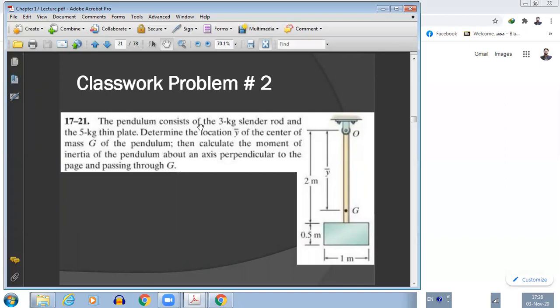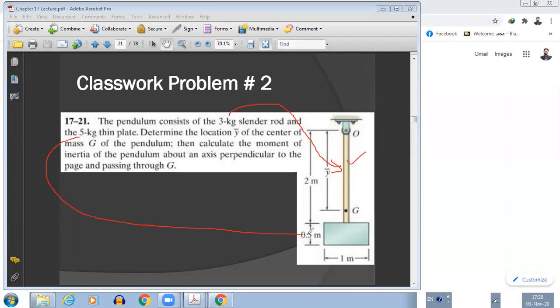This pendulum consists of a 3 kg slender rod. So this is the 3 kg rod. And a 5 kg thin plate. So you have a thin plate here, and this is 5 kg. Determine the location y bar of the center of mass of the pendulum. So first we need to find what is the mass center for this pendulum.